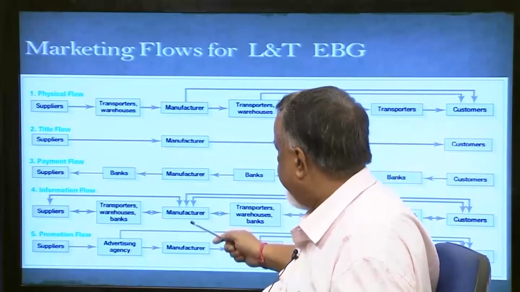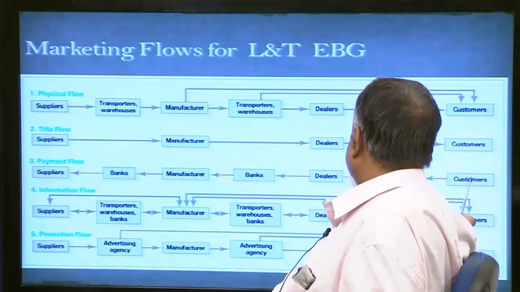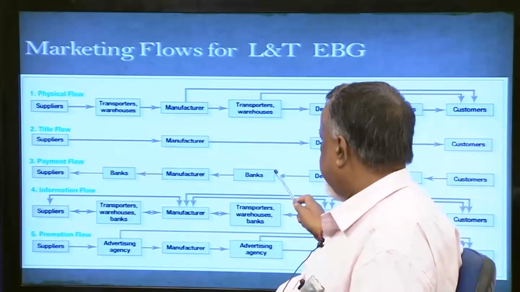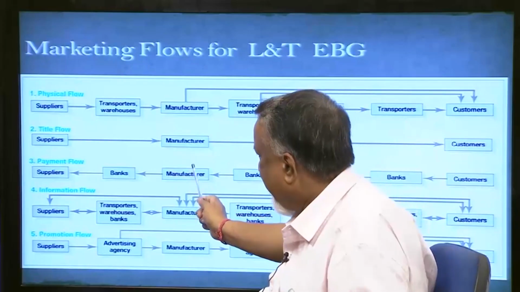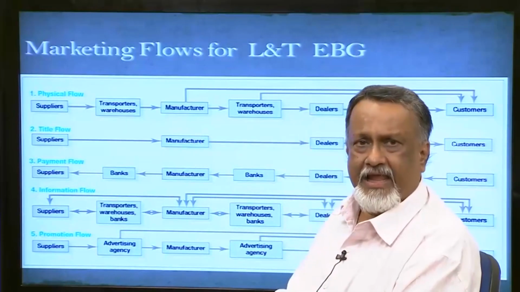So, payment flow therefore happens from the customer to the banks to the dealers, then again through banks to the manufacturer, and then on the other side through the bank it goes to suppliers.